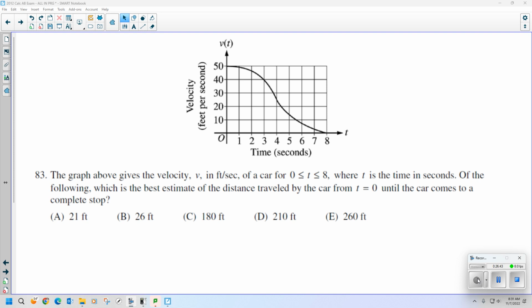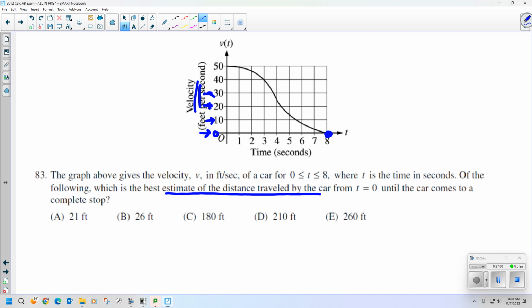First of all, the car comes to a stop when my velocity is 0. Velocity is 10, 20, 30. Those aren't negatives, I'm just marking them. Here's where velocity is 0, so it stops right here. So from 0 to 8, the best estimate of the distance traveled. Distance would be in feet because velocity is feet per second.